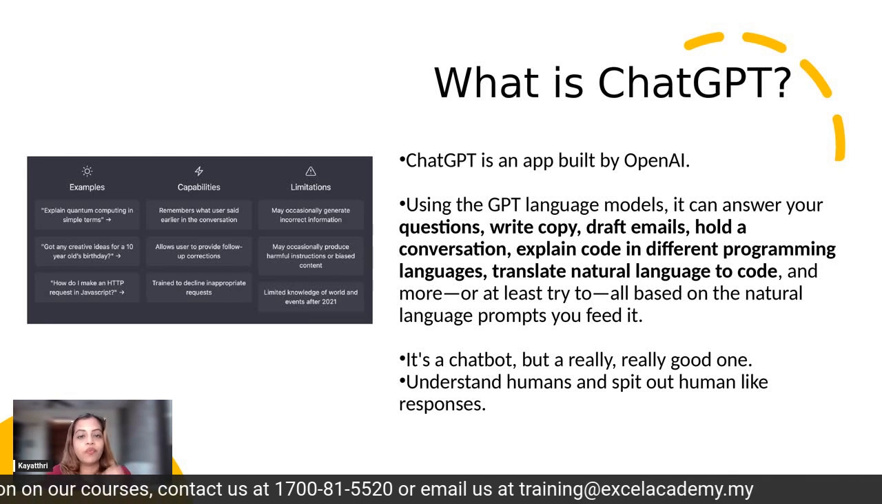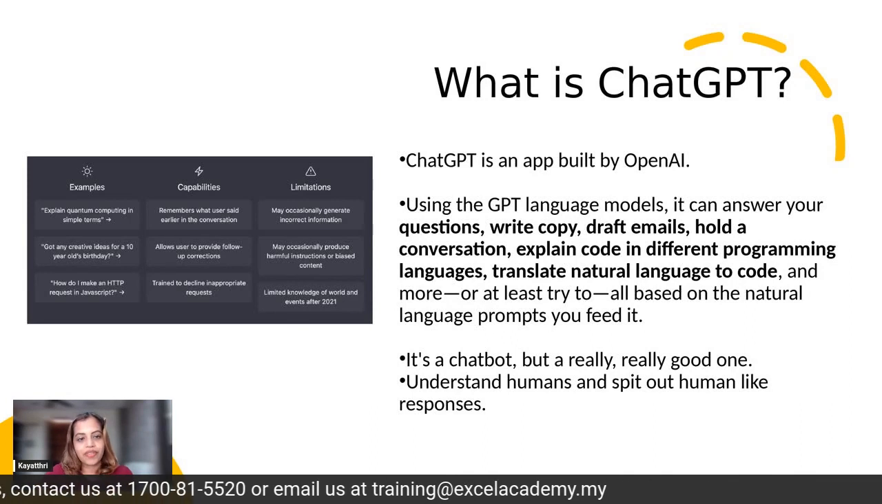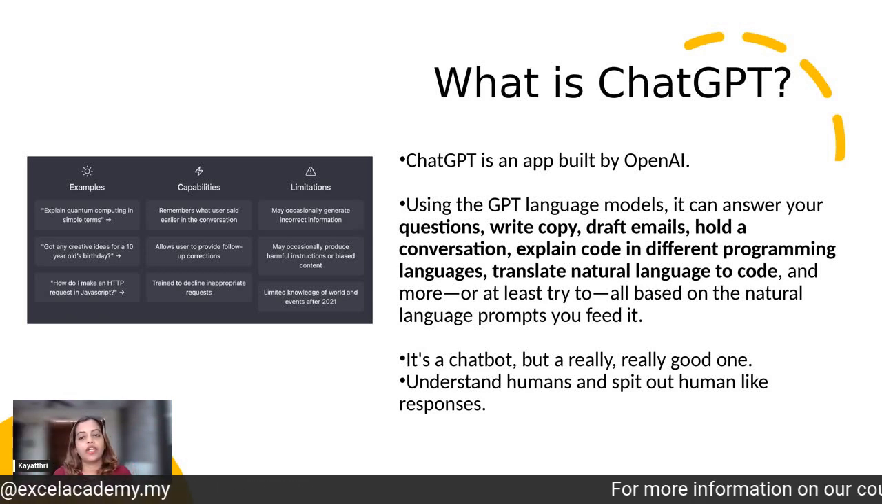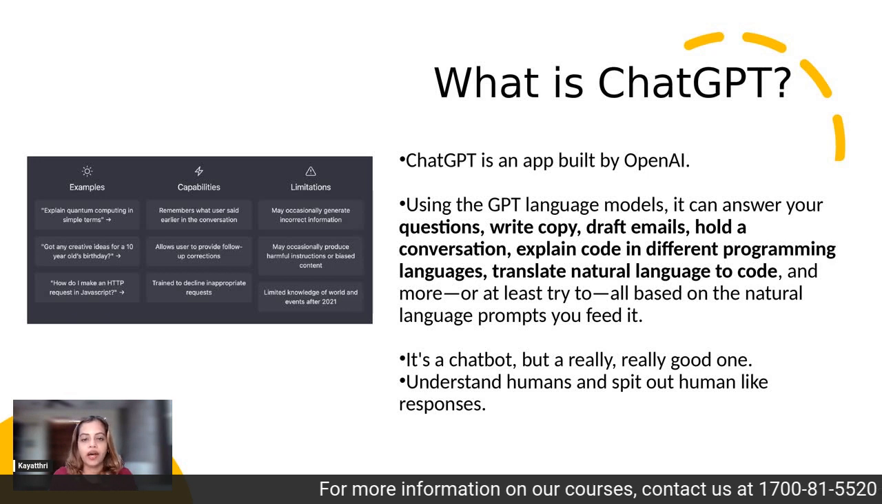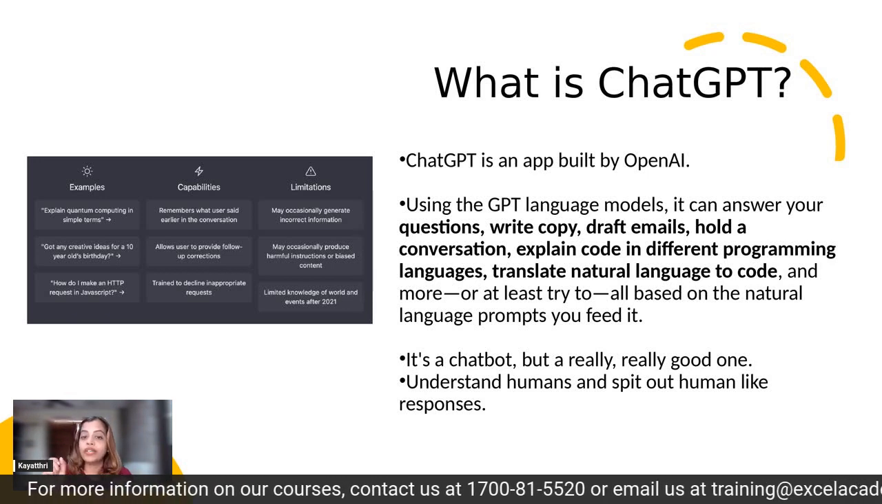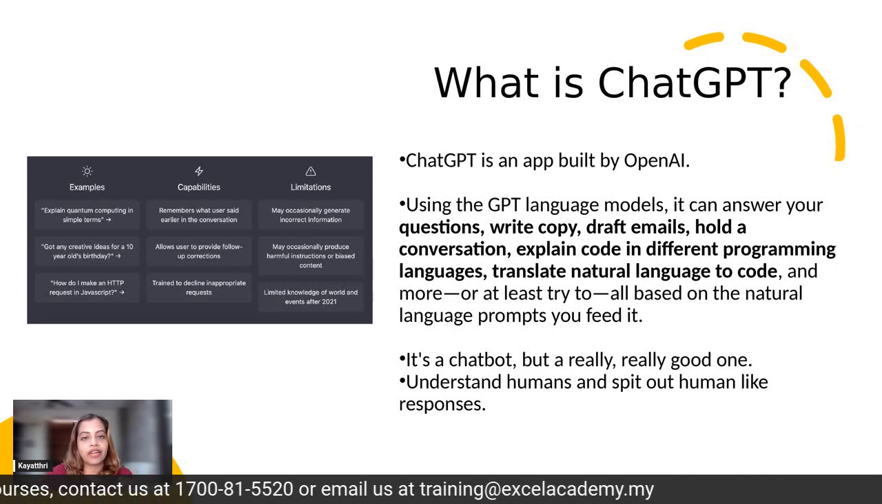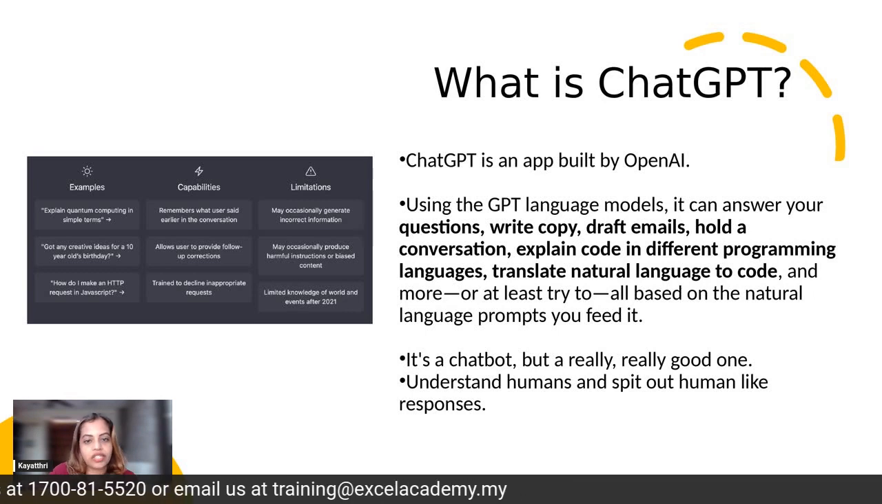But now what we want to know clearly is, what does ChatGPT mean for your business? And how can you use the power of ChatGPT, the AI's power, to grow your business? So we will go deeper into this. And so, as a little bit of introduction, we want to know what is ChatGPT.